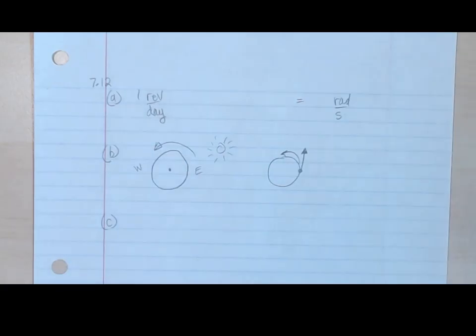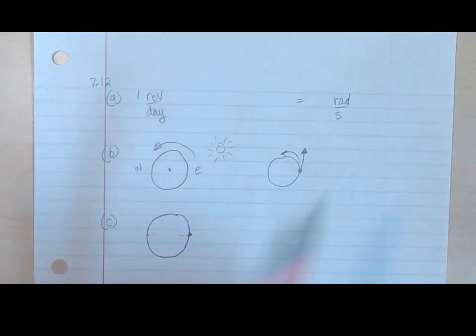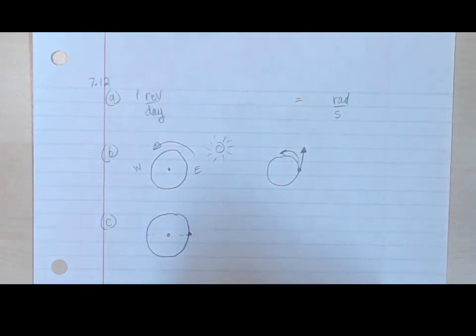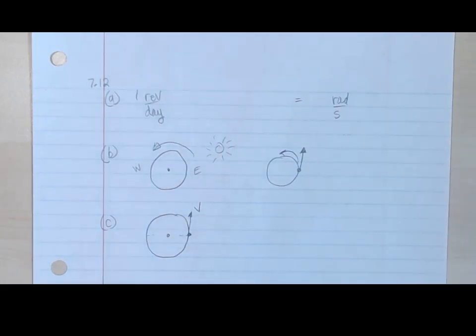Part C, they are asking us, what is the speed of a point on the equator? So now let's look at the Earth from the side. Here's the equator, and we're looking at a point right here. Actually, let's keep looking down on it from the top for now. What is the speed of this point? So I want this velocity right here. Well, again, we know that it's going to be positive.